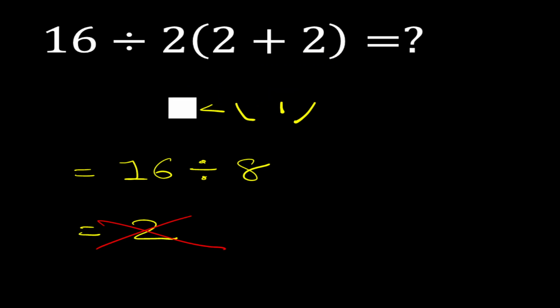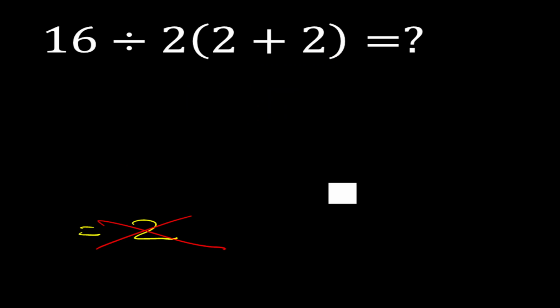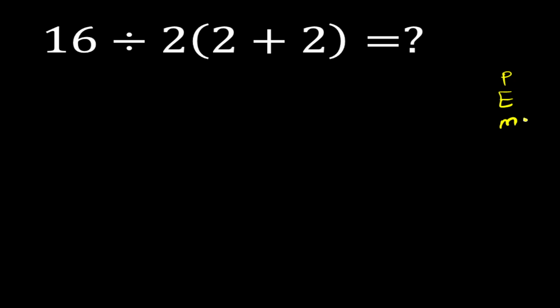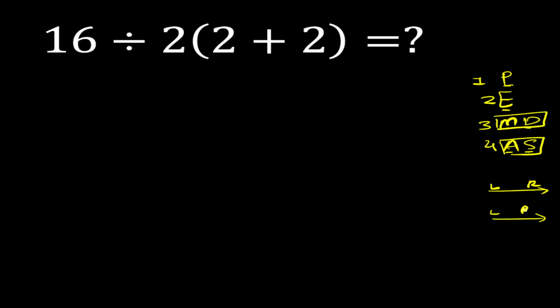So now let's solve this problem correctly by using the PEMDAS rule, right? So PEMDAS, P-E-M-D-A-S. According to PEMDAS, first priority is parenthesis, second priority is exponents, third priority is multiplication and division. Here multiplication and division both have equal priority, so we have to solve it from left to right. Fourth and last priority is addition and subtraction. Also addition and subtraction both have equal priority, so we have to solve it from left to right.